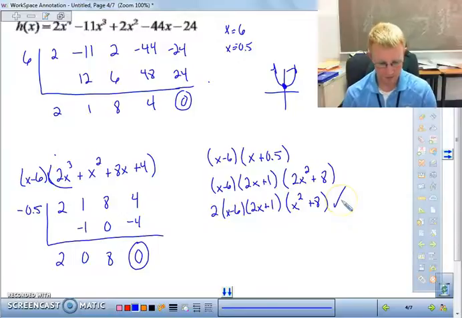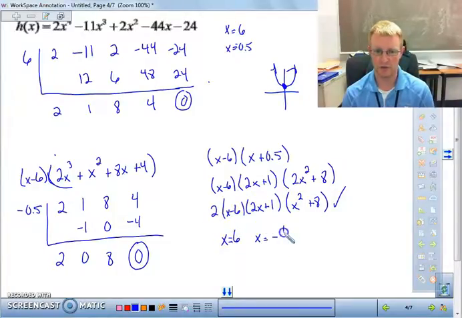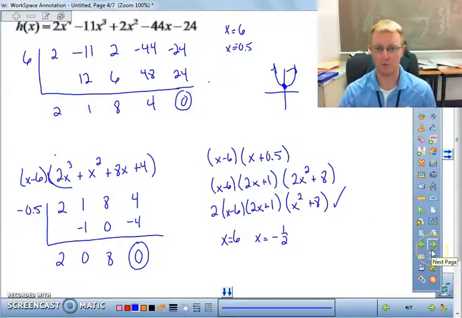So in this case, if we're trying to find the zeros, there are no zeros from this one. We just have our initial zeros of x equals 6 and x equals negative 1/2, or negative 0.5. Okay, so hopefully that makes sense. Let's move on to another problem.